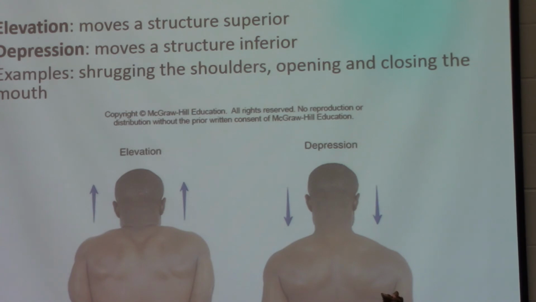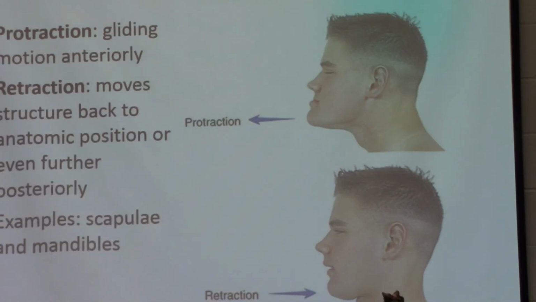Then these are some special types of movements, protraction and retraction. It is possible only in some joints of our body. Protraction is a gliding movement which is done anteriorly. So when you actually extend your jaw in the front, that is protraction. You are moving it forward more than normal. When you move it back, that is retraction. So it's retracted back to its normal position. And it's possible only in some bones of the body.